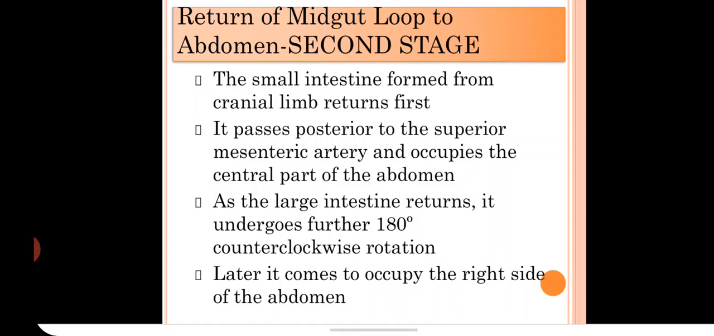So now the midgut loop is trying to go inside into the abdomen. Which limb will go first? If you see, the right limb is returning first. The right limb is going to give rise mainly to the small intestine, so that part is going to enter first. The reason is that the cecum is acting like a moderator. It is staying outside to see that every other part is going inside, and then it returns last.